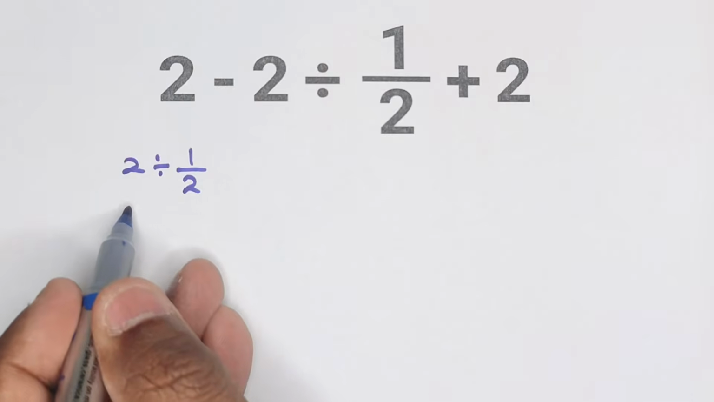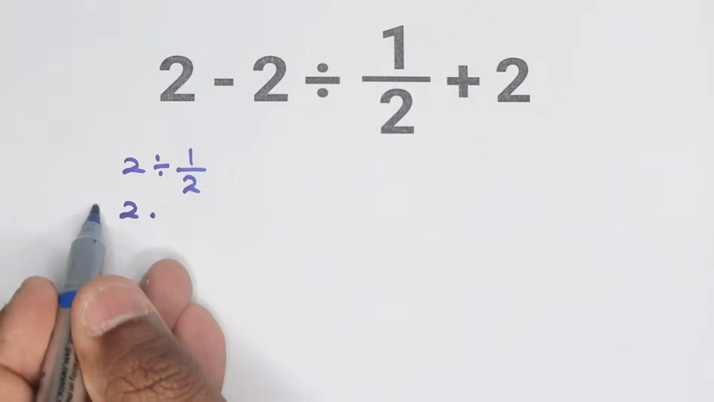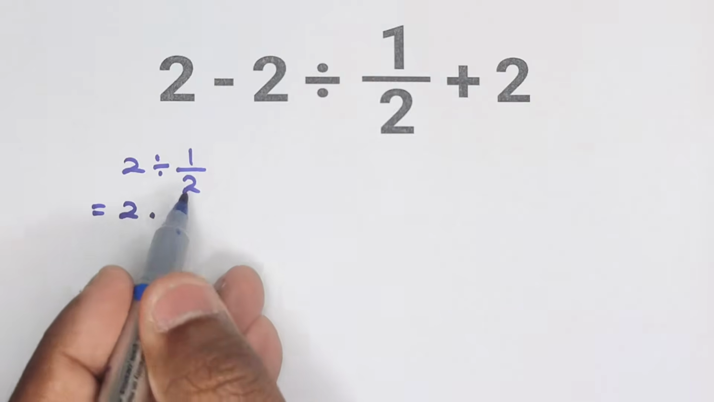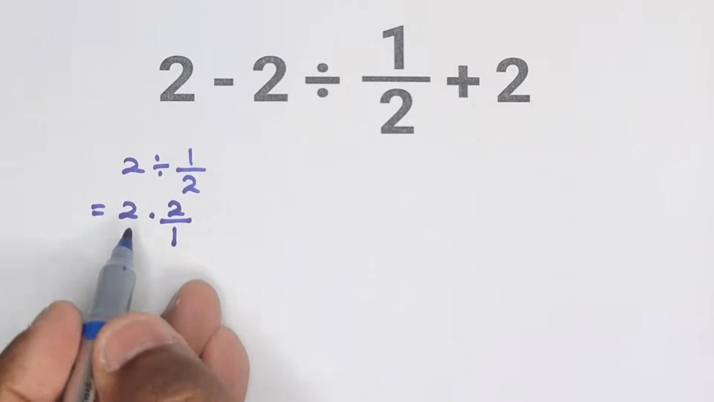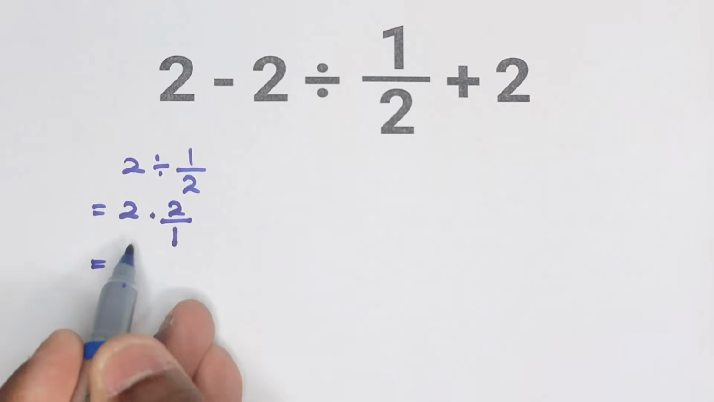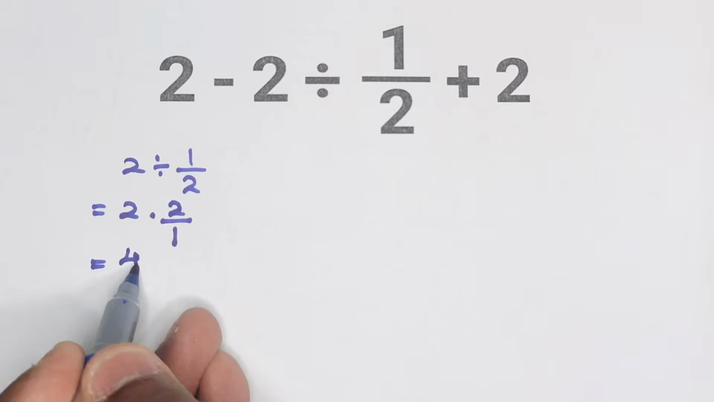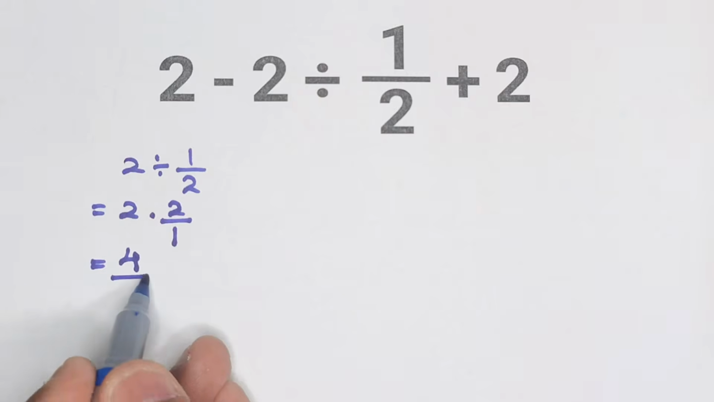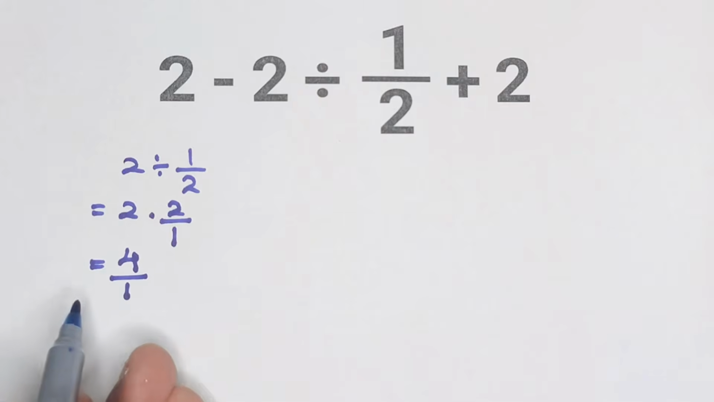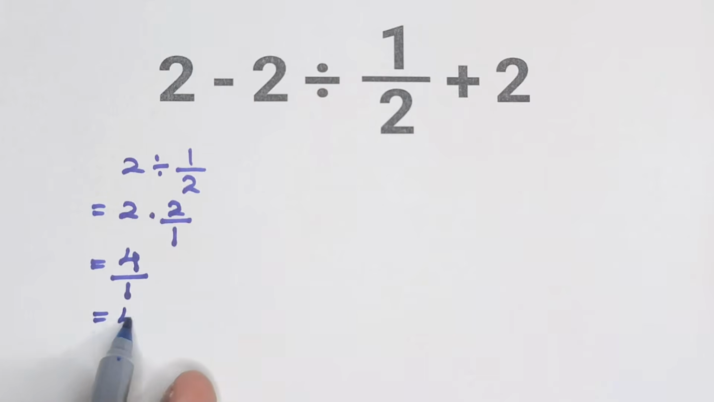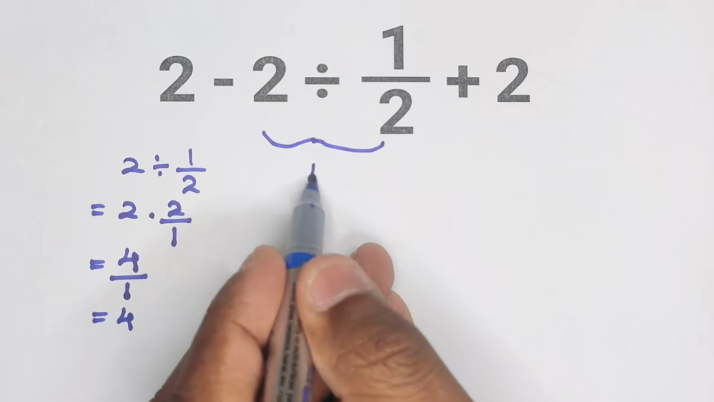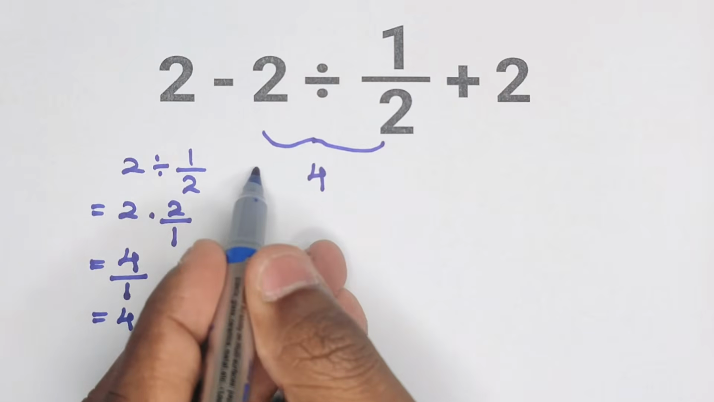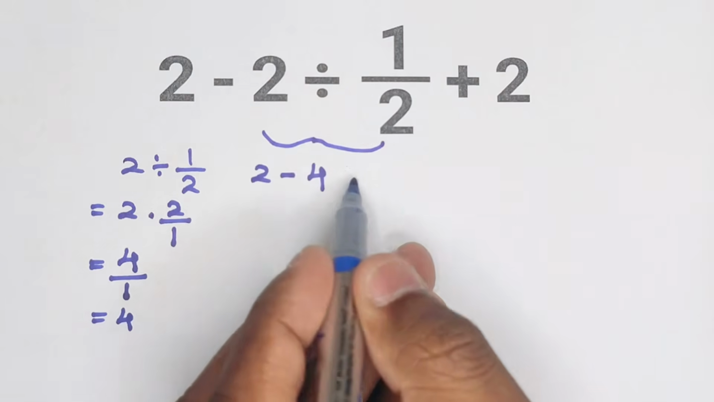So this becomes 2 times, and now we flip the fraction. So we have 2 on top and 1 on the bottom. When we multiply, we get 2 times 2, which is 4 over 1. And 4 over 1 is just 4. So the result of this division is 4. Now we have 2 minus 4 and then plus 2.